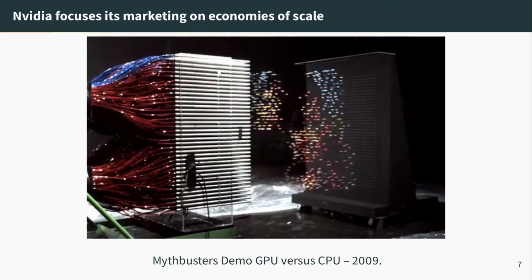So what is a GPU? We're going to start with the marketing that NVIDIA provides to the world. And we're going to see that it focuses on a very simple message: GPUs are CPUs at scale. So first, let's start with a very nice, very funny video from 2009. A remarkable piece of marketing, because 30 years later, we're still watching this.